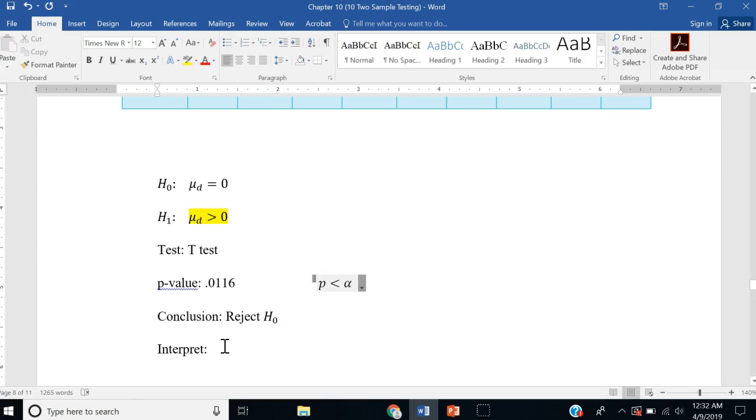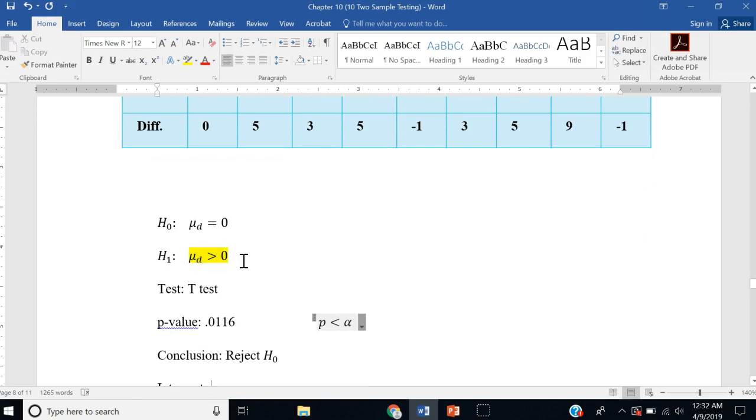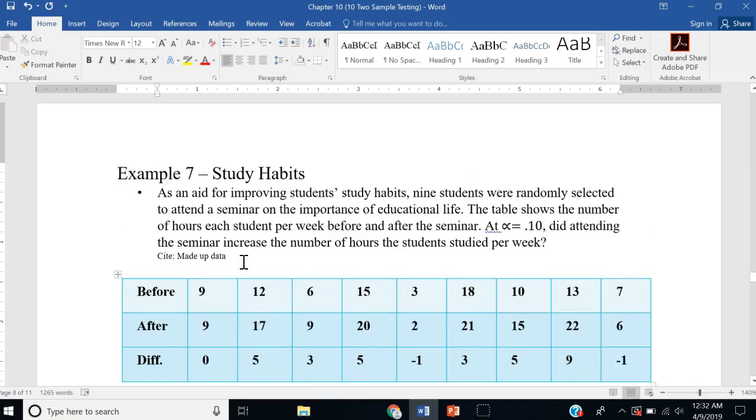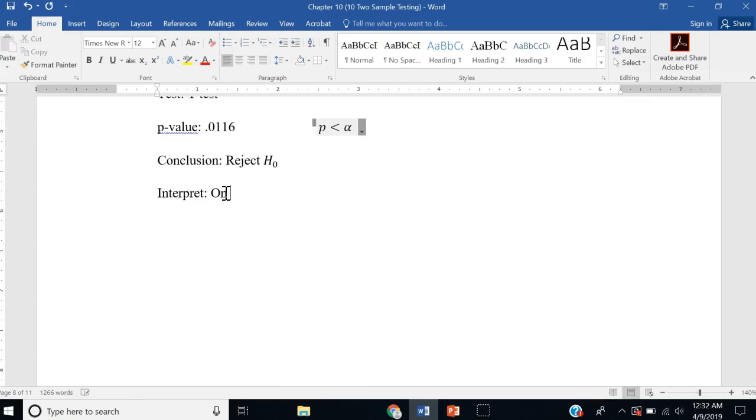Now, again, what this is saying is that the average of the differences is greater than 0. Now, in layman's language, what's that mean? Essentially means on average, there was an increase, okay? So that's all we have to say. On average, there was an increase in time spent studying after the seminar.